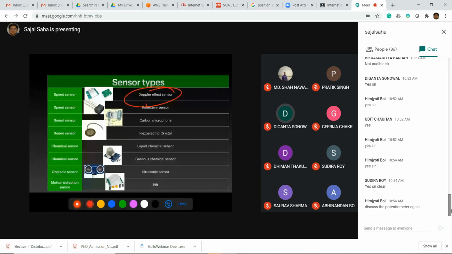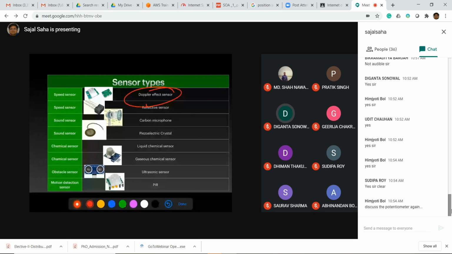Suppose when the train is coming, I can determine the speed of the train based on the whistle that the train is blowing, or the train movement sound that is coming to me. The change in the sound is also verified. Based on the change in the sound, it is picked up by the Doppler effect sensor, and it can determine at which speed the train is coming.